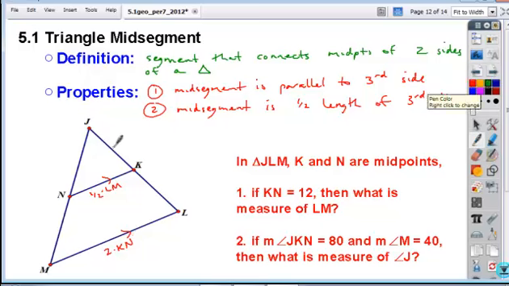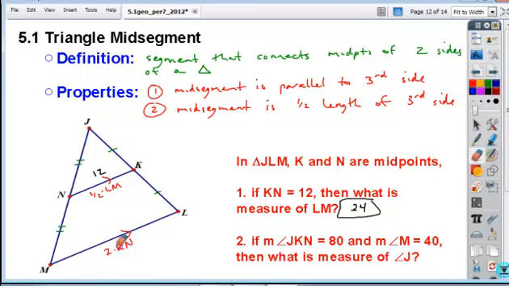And again, this is only true if you're dealing with a midsegment. And the midsegment connects the midpoints of any two sides of your triangle. All right, so if we look at this sample problem here really quickly, if KN is given as 12, then what does the measure of LM have to be? The midsegment is half the third side, so the third side would have to be, in this case, 24.